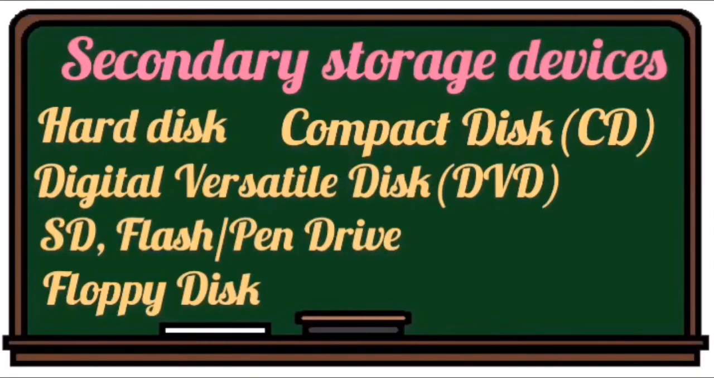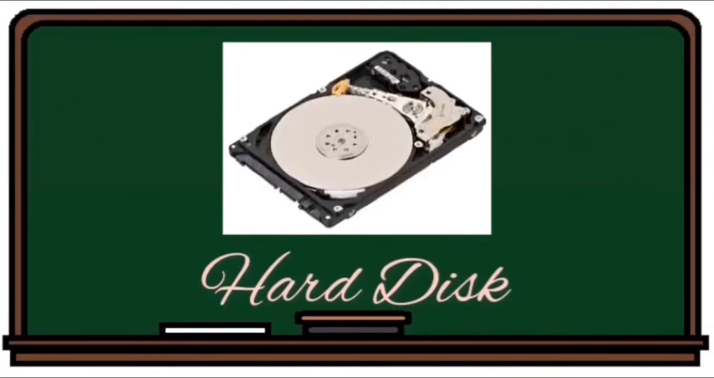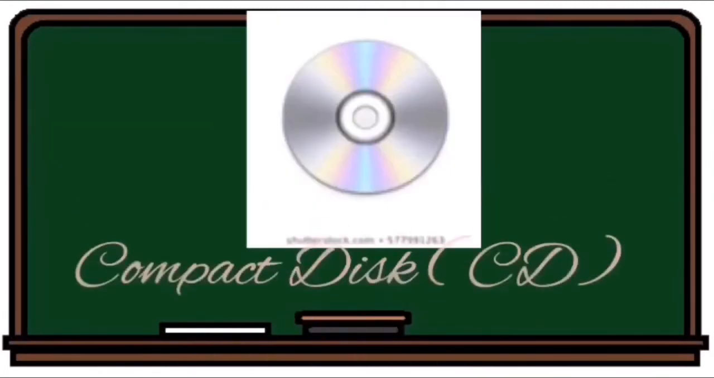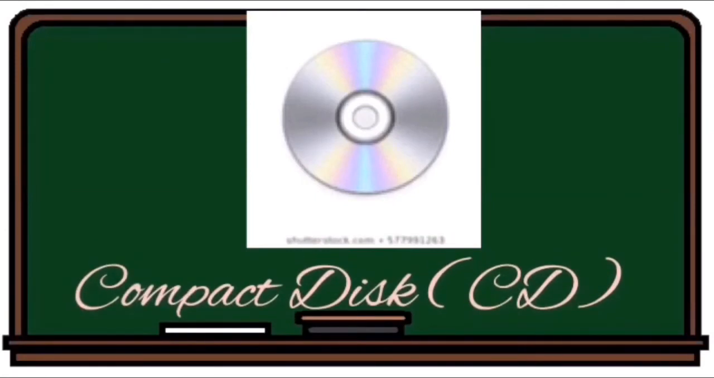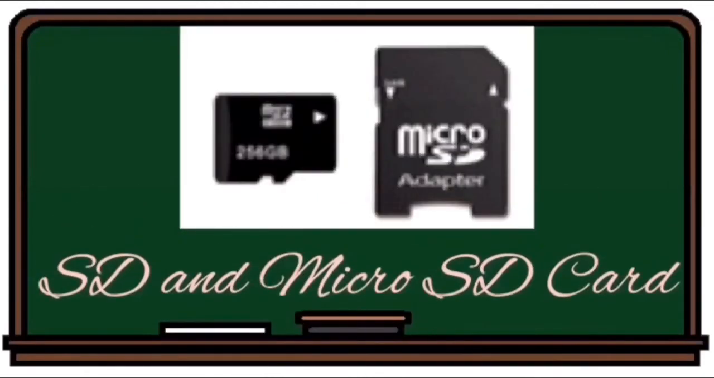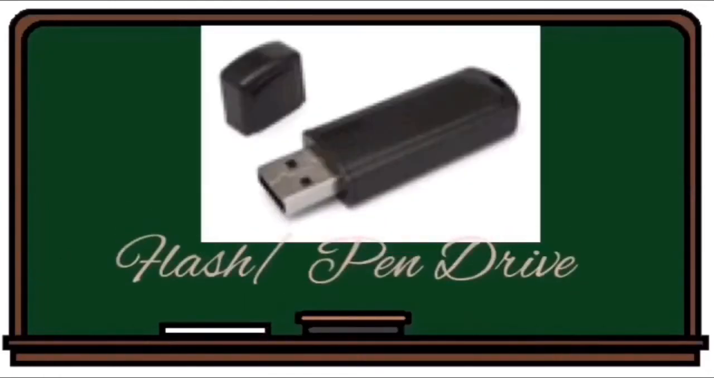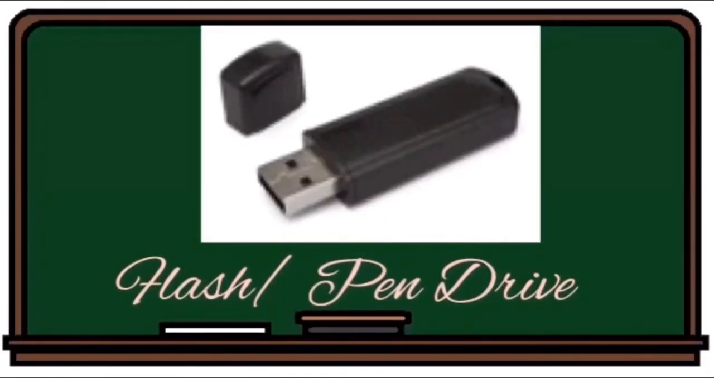These are the examples. Now this is a picture of a hard disk. This is how the hard disk will look. This is one kind of secondary storage device. This is a compact disk, that is CD, as you all might have seen, CDs where you can watch movies. All those things will be stored in the CD. SD and micro SD cards, which you use on your phone or tab. Next is the pen drive. This is a picture of a pen drive or flash drive we use to store data.